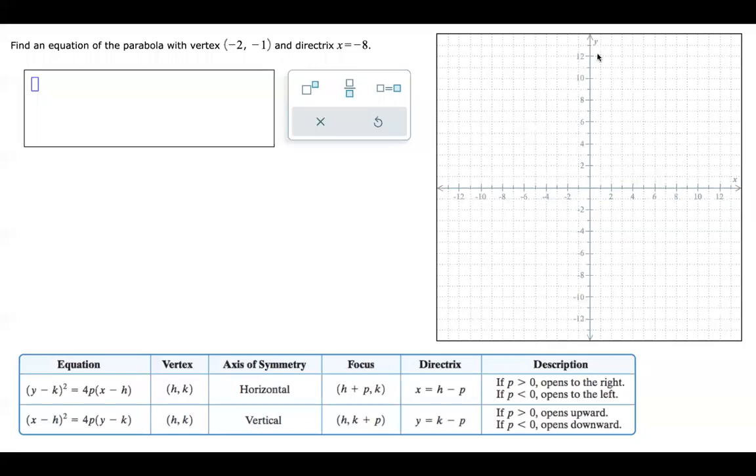Now, parabolas have a lot of other elements when you are finding the geometric definition of the parabola. They have the vertex, they have the focus, and they have the directrix. If you're given the vertex and the directrix, I suggest that you always sketch both elements.